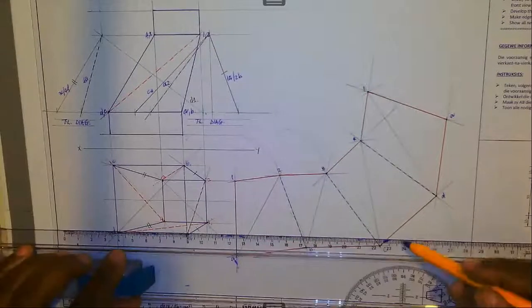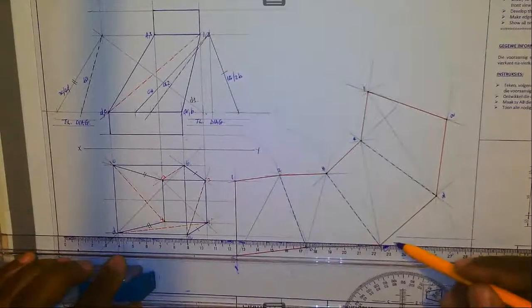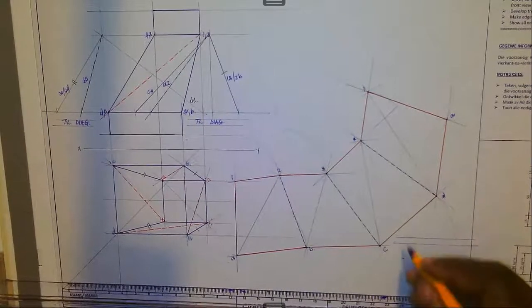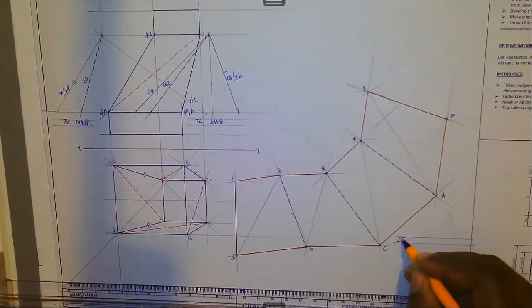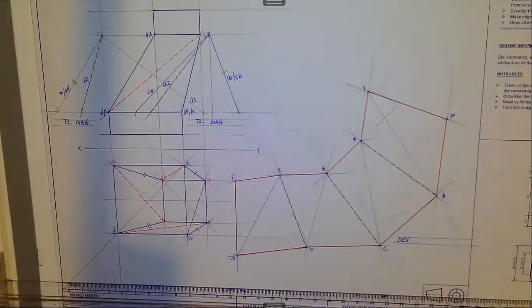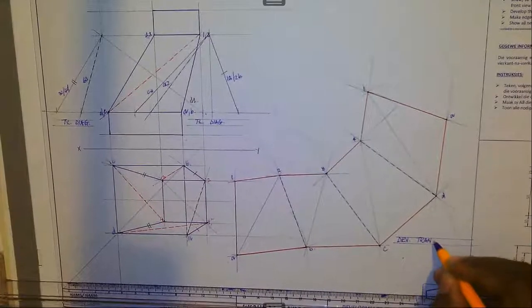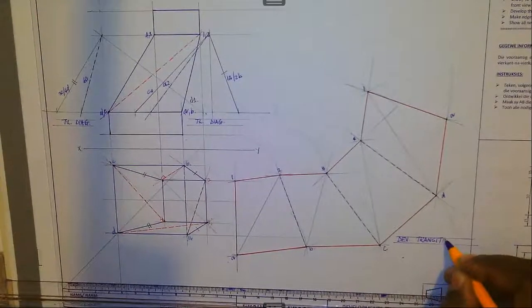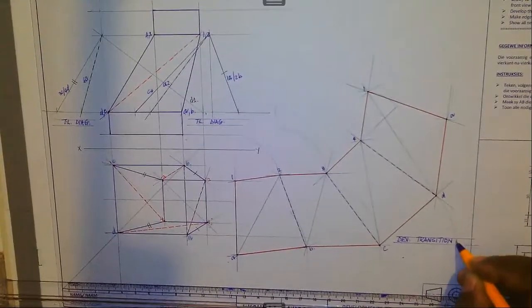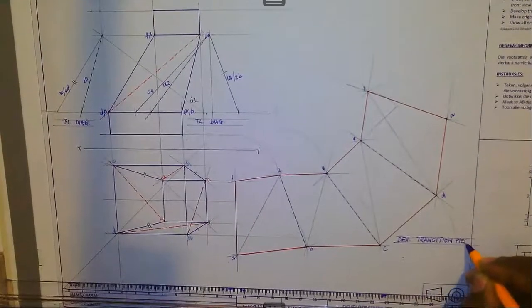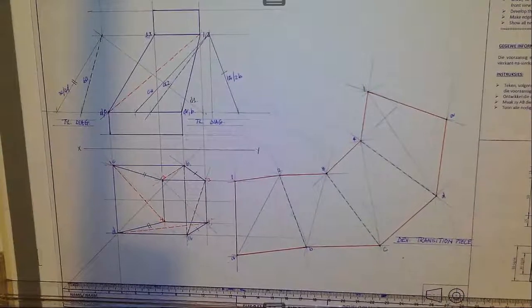So the last thing that you'd require, you need to label and write development. I'm not going to write the complete thing. Transition piece. There you go. So that is the development of this transition piece, which is defined by that shape that we are able to see when we are looking at the front view.